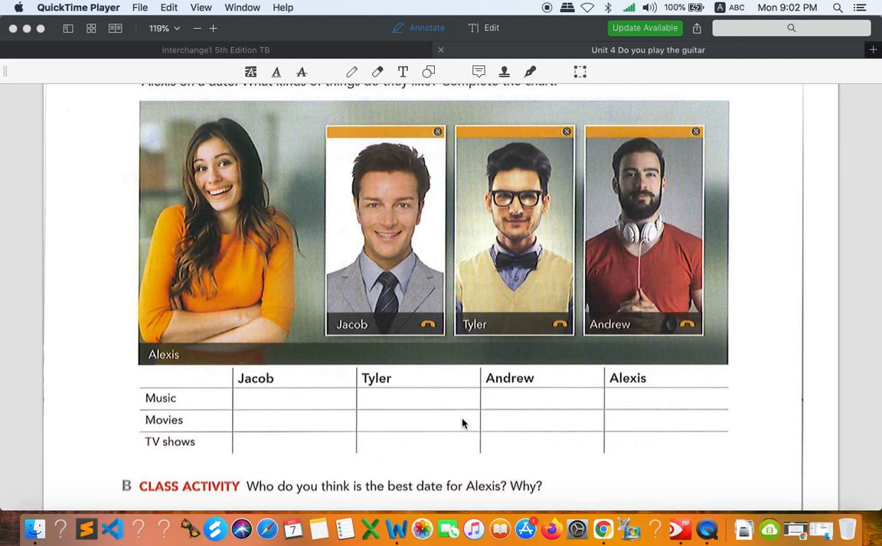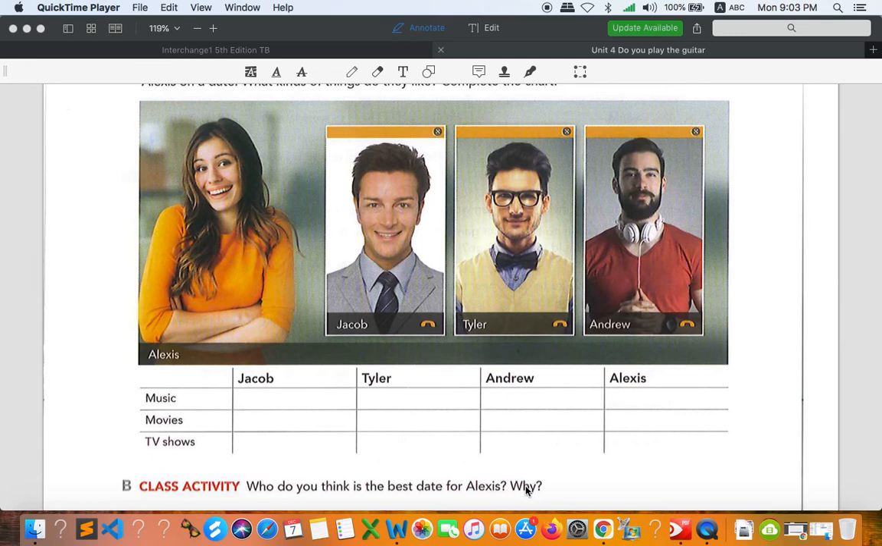So they are different, so it cannot. What about movies? Horror, musical movies, science fiction, and Alexis also science fiction. Maybe Andrew really matches Alexis with the second question, and you can move on to TV shows. So you need to find out similar information to Alexis. If any one of these people has similar information to Alexis, maybe he will be the match for Alexis.